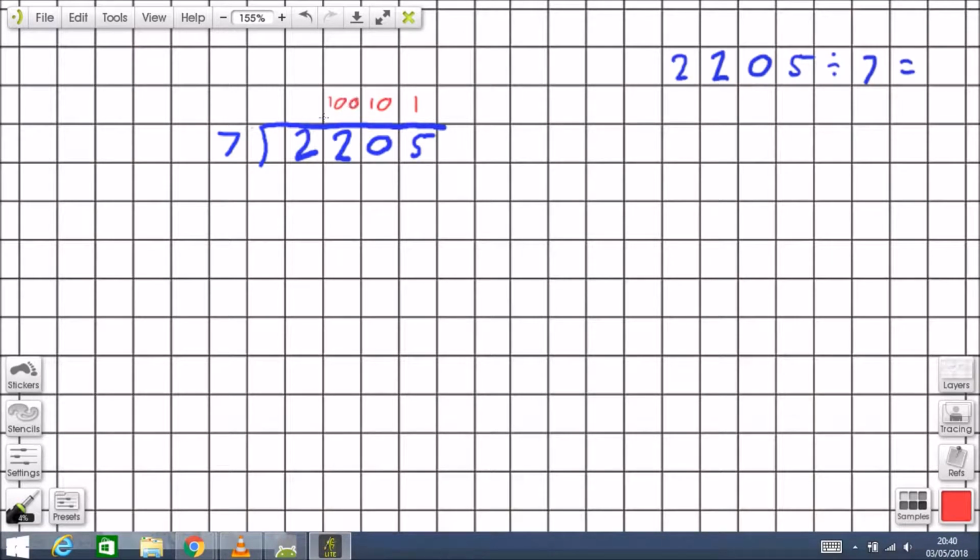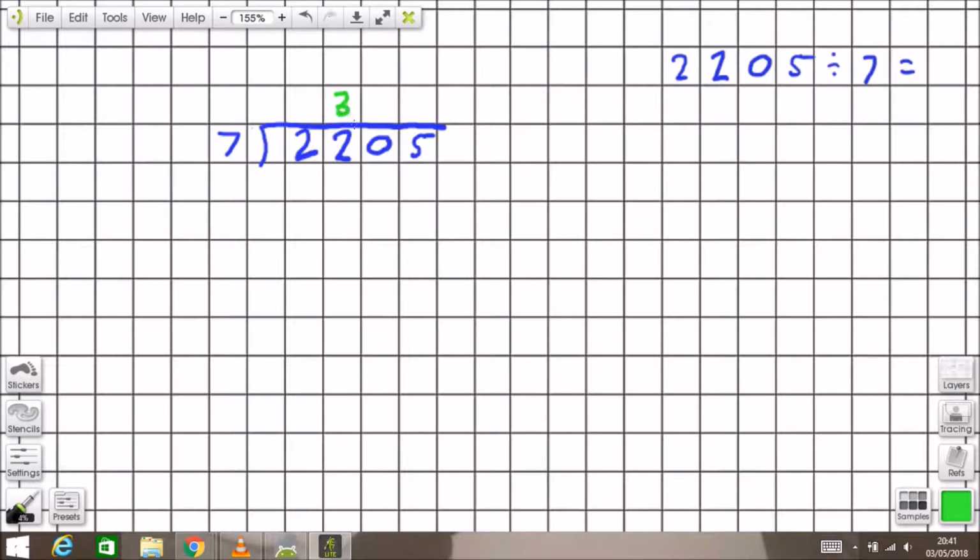Just a reminder that we have the ones, tens, hundreds and thousands columns. So the 2 in this case represents 2000. The next 2 represents 200, and the 5 is just the number 5. First we're going to say how many times can 7 go into the number 2, and the answer is 0, so we'll just leave that out.